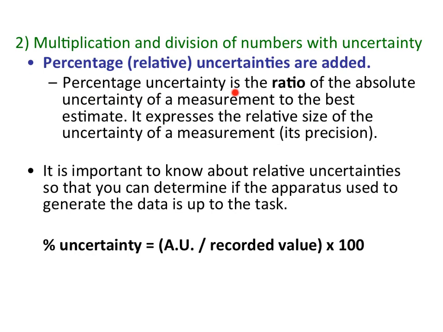So percent uncertainty is the ratio of the absolute uncertainty of the measurement to the best estimate. And it expresses the relative size of the uncertainty of basically your measurement and how good your precision is. So knowing that your uncertainty value is plus or minus 2 millimeters, 2 millimeters seems really, really small. So it seems like this should be a very small uncertainty. But it all depends on what it is you measured.